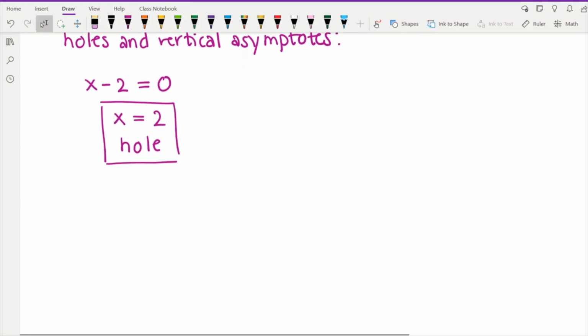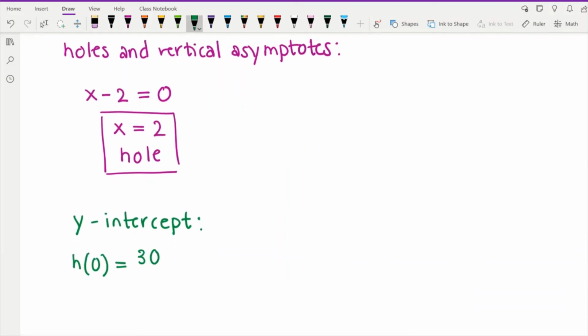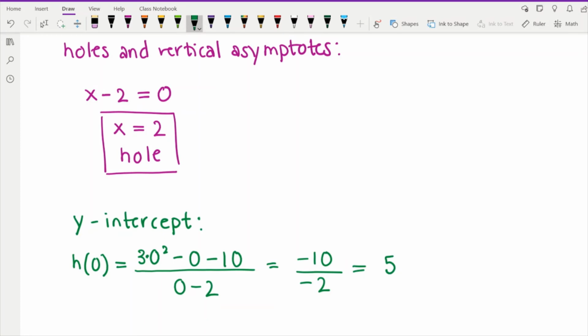Okay, so what about the y-intercept? The y-intercept is kind of the easy one. That's just plugging in 0. So we want to plug 0 into this function. So that is going to be 3 times 0 squared minus 0 minus 10, all divided by 0 minus 2. So that's going to give us negative 10 in the numerator and negative 2 in the denominator, and that's going to equal 5. And so the y-intercept is going to be the point (0, 5).